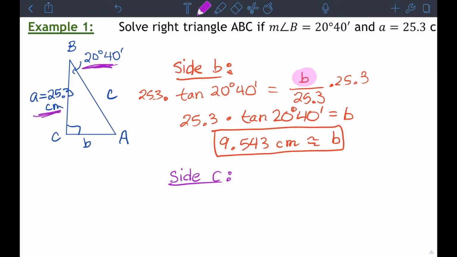So we have angle B and side A, looking for side C. For that, angle B means we have our adjacent side, we're looking for hypotenuse.